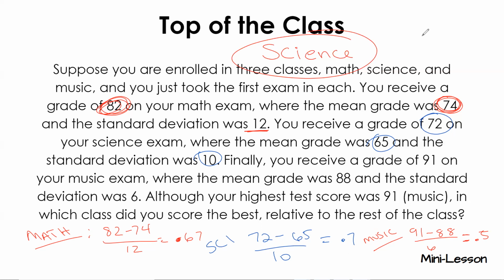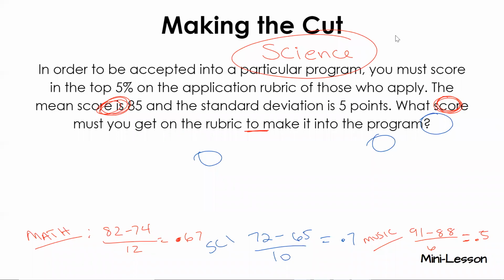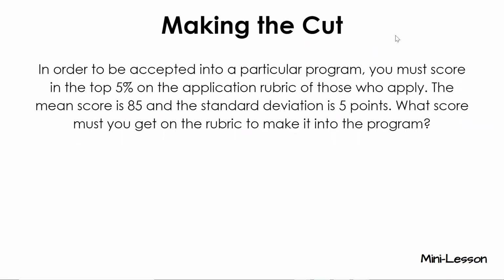Okay. So on the next one it says, in order to be accepted into a particular program, you must score in the top 5% of the application rubric of those who apply. The mean score is 85 and the standard deviation is 5 points. What score must you get to make it into the program? Okay, so we want top 5%. Your mean is going to be 85 and your standard deviation is going to be 5.